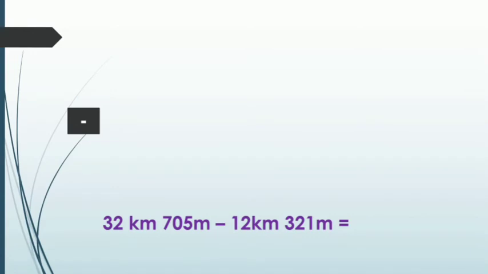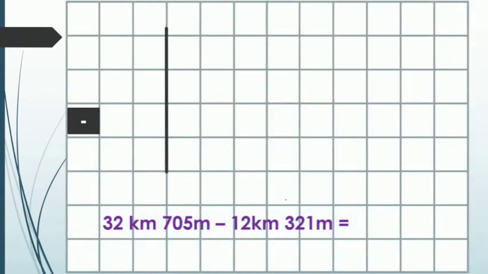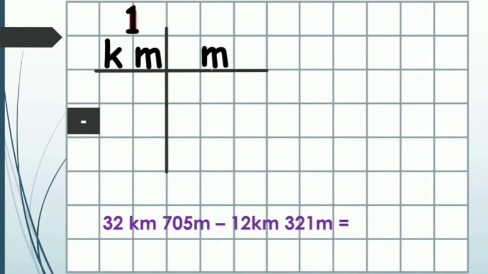Now we are going to do the second question. 32 kilometer 705 meter minus 12 kilometer and 321 meter. Now I'm going to teach you how to draw the T method. Okay, this is the T. This T hasn't been completed yet. So we need to write kilometer and meter. Why do we write kilometer first? Because kilometer is the biggest unit in this question and meter is the smallest unit. Okay, so you complete your T with 1 kilometer is equal to 1000 meter.